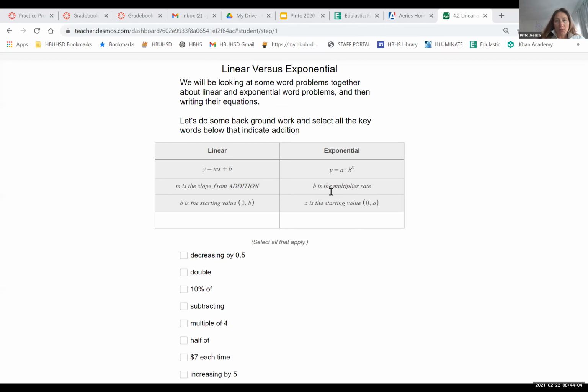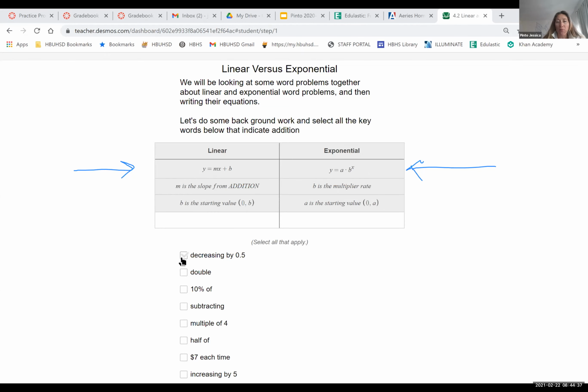So in this section 4.2, we're looking at linear versus exponential word problems. And so we're going to look for the keywords that would indicate addition for linear or multiplication for the exponential. What's really important is writing down these formulas so that you can create the word problems. And so when I look at these phrases below, I'm going to select ones that have keywords for addition. So these would be examples of linear.